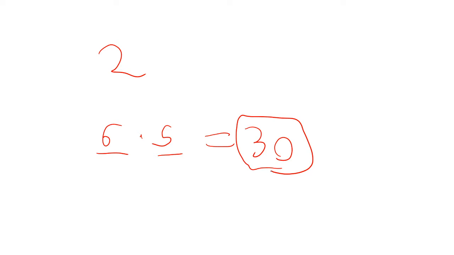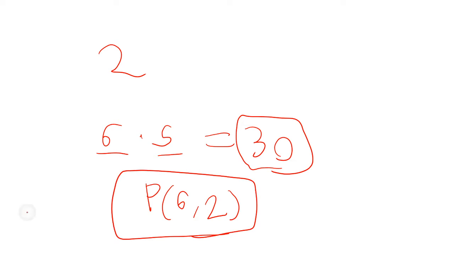And this is a classic permutation problem. This can also be written in the permutation notation as P(6, 2). That's how we can write this, which is also just 6 times 5.